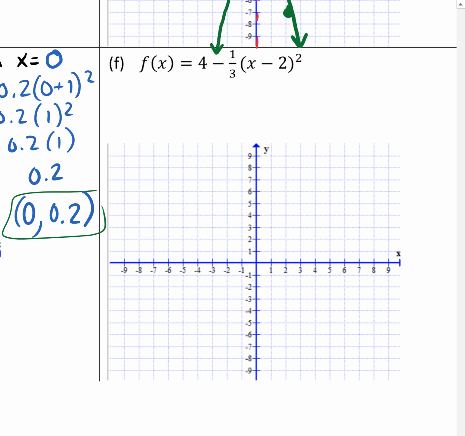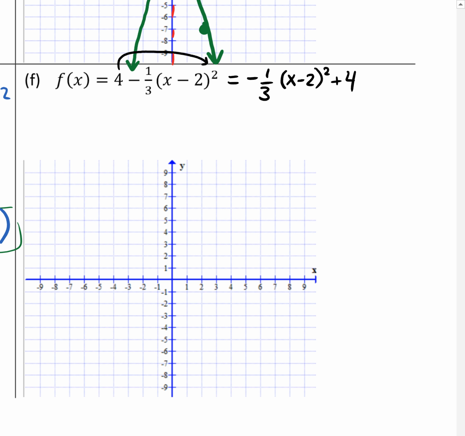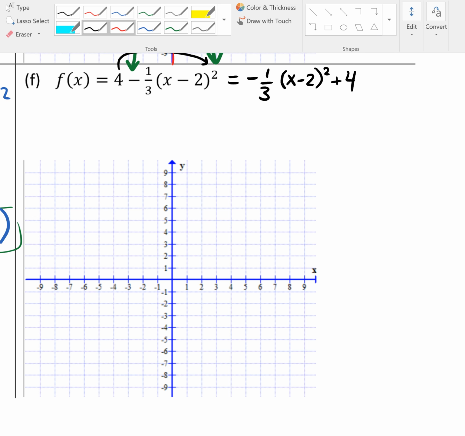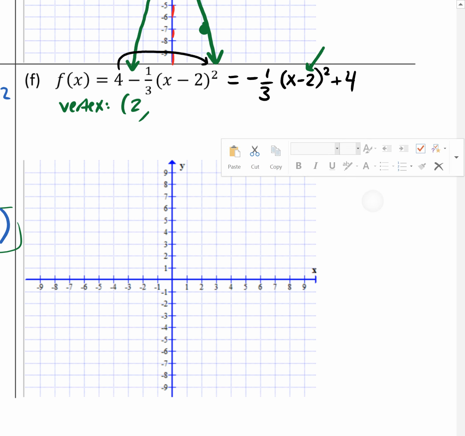I think what you want to do is move this 4 over to the other side of the parentheses. Because then I'll see negative 1/3, and now I can tell that's going to be the value of a. X minus 2 squared and then plus 4. Oops. Plus 4. That's a lot better. Now I can see h and k and a and everything. So the vertex is supposed to be h comma k. H is the number in the parentheses with x but opposite sign, so 2. And then k is the number at the end, adding or subtracting, same sign.